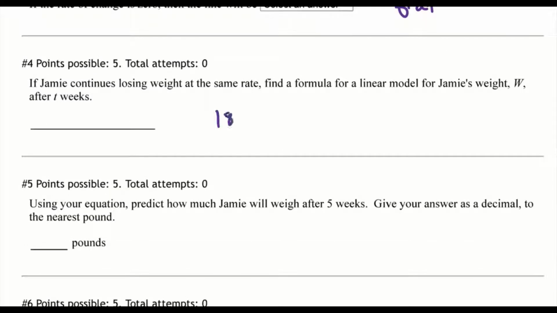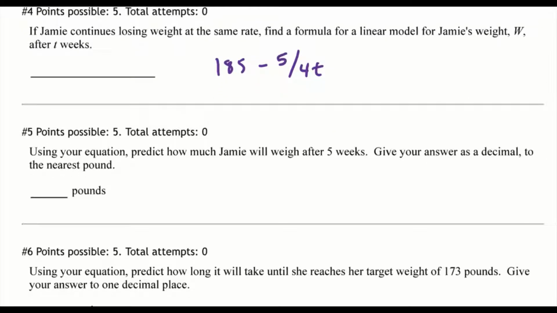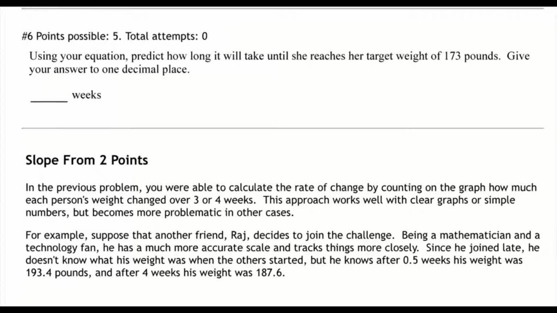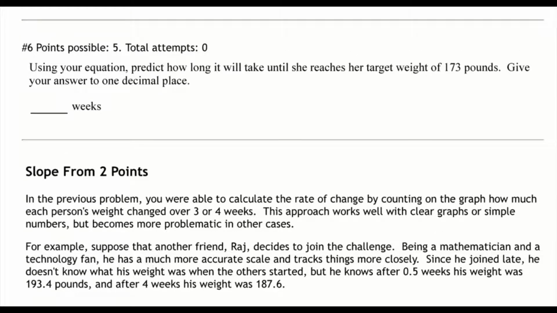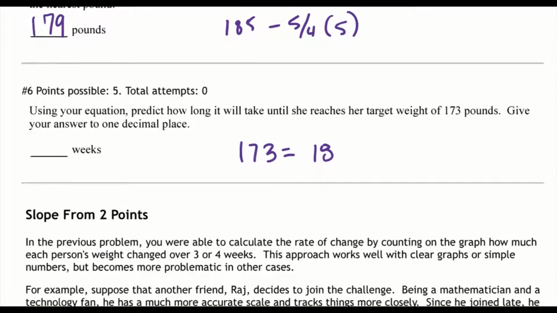And then we want to find the formula for the linear model. So the starting weight was 185, and he was losing 5 pounds every 4 weeks. That'll be T. So after 5 weeks, we would plug in 5 for T, and then calculate our answer. Now if the target weight is 173, we would figure out when 173 equals our expression, 185 minus 5/4 of T.